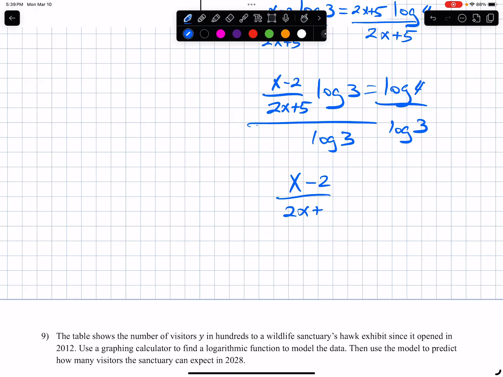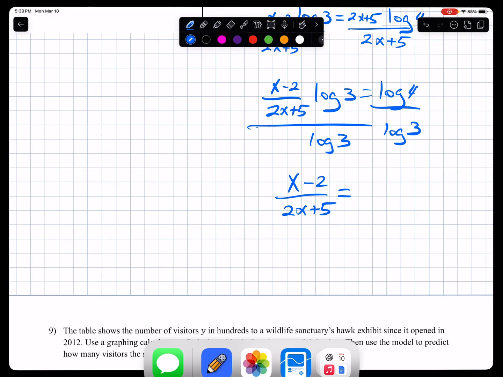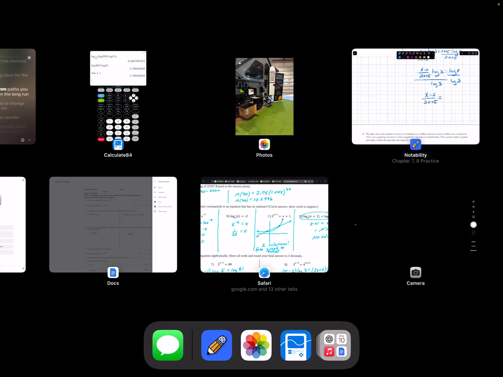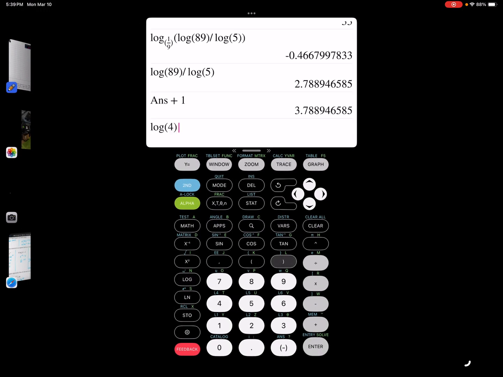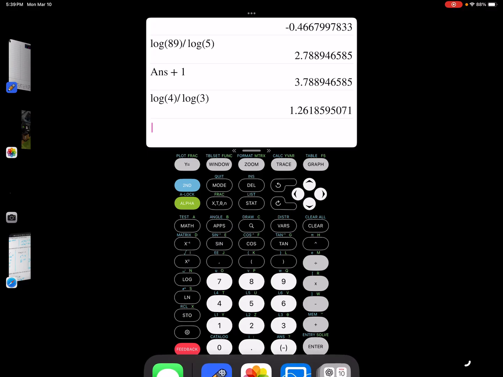So divide by log 3. So (x minus 2) over (2x plus 5) equals log 4 divided by log 3, whatever that is. Then we cross multiply to finish. So log 4 divided by log 3 is 1.262.